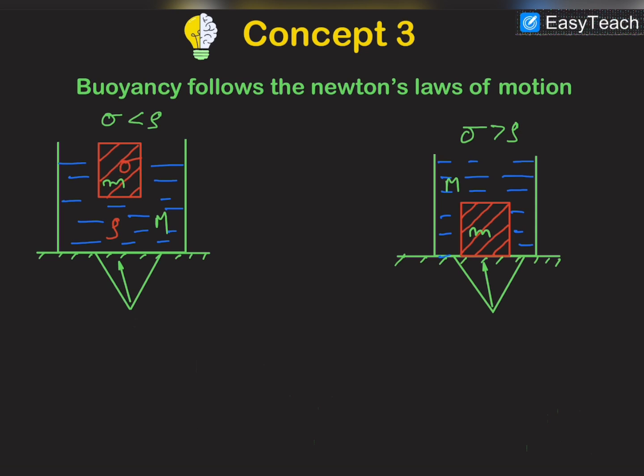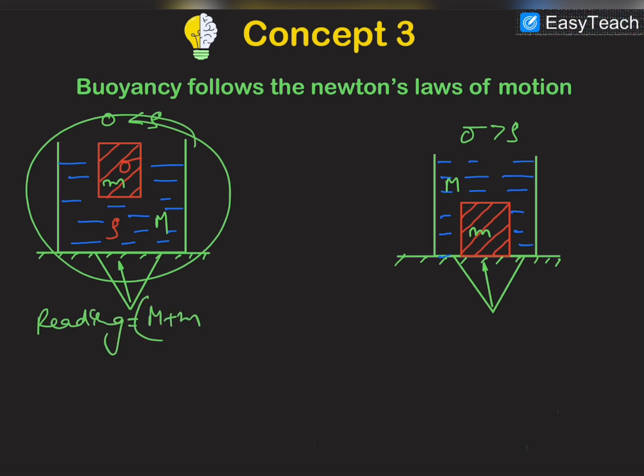So this block is kept inside the liquid and hence it would float because its density is less than the density of the liquid. So now we have to discuss what will be the reading of the weighing machine. If we consider this as a system, then the external force acting on this system will be M plus m g, and obviously the reading of the weighing machine should be M plus m g. But a question arises in the mind: why is this m g occurring in this reading, because this block is not in contact with the base? So let us discuss this fact.